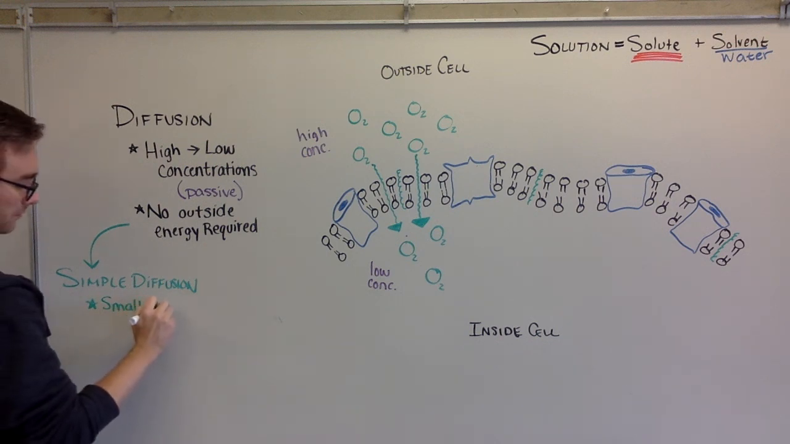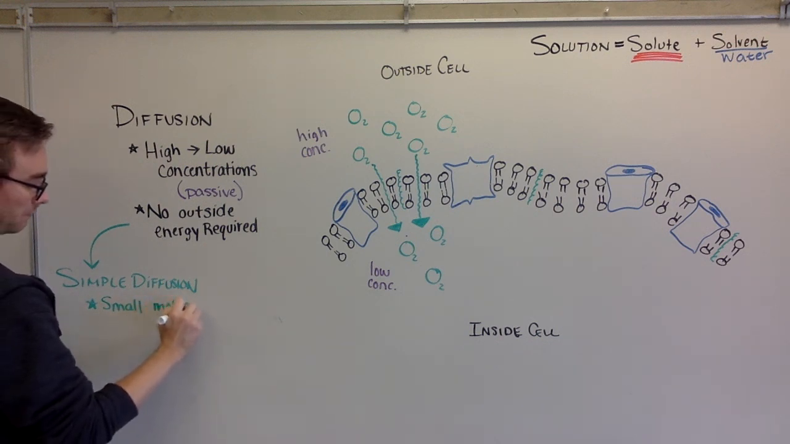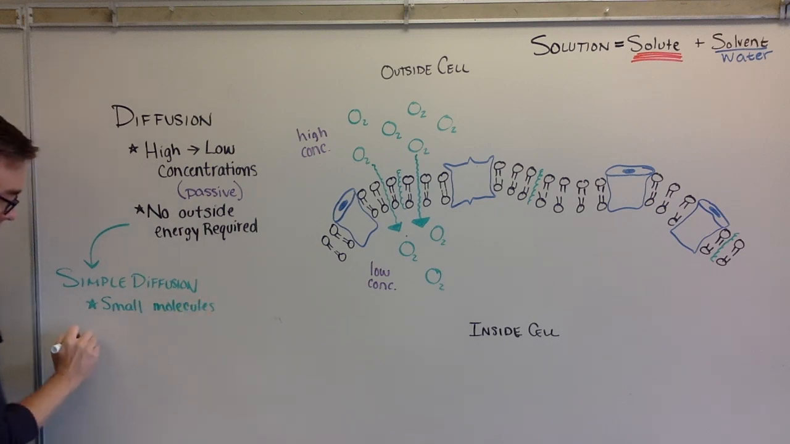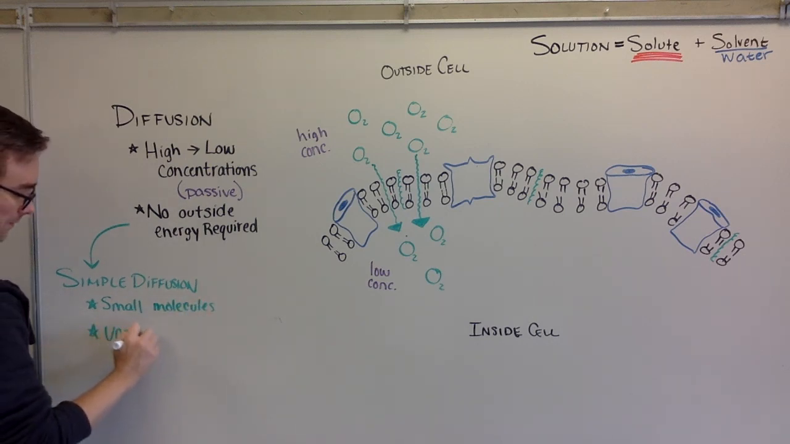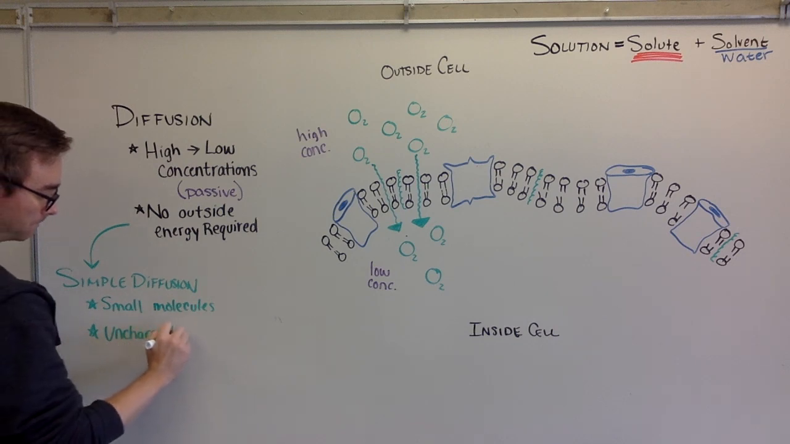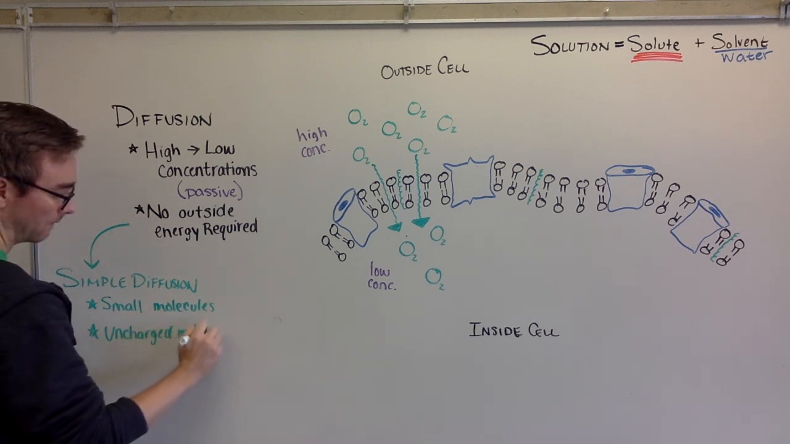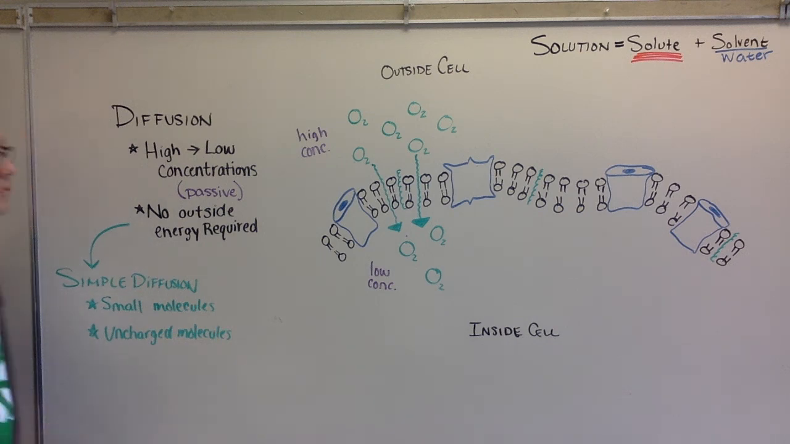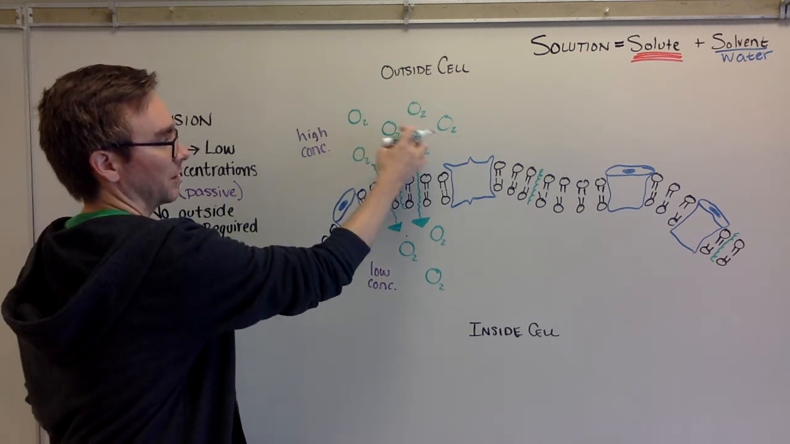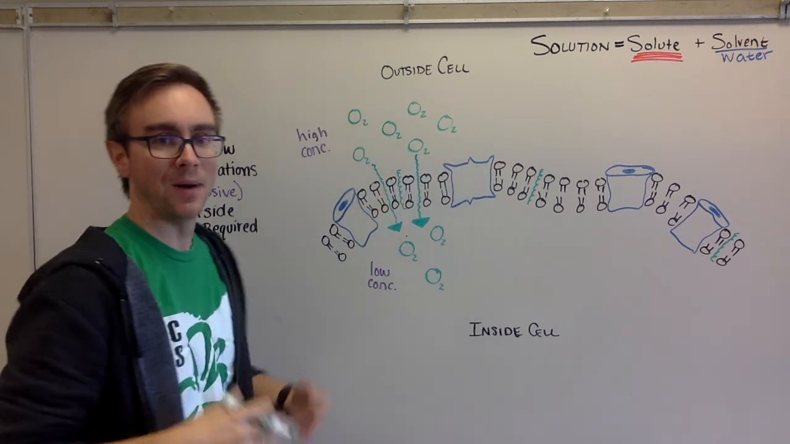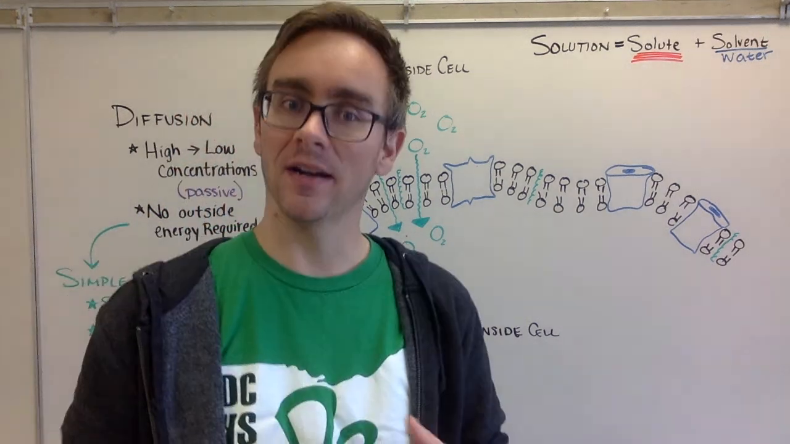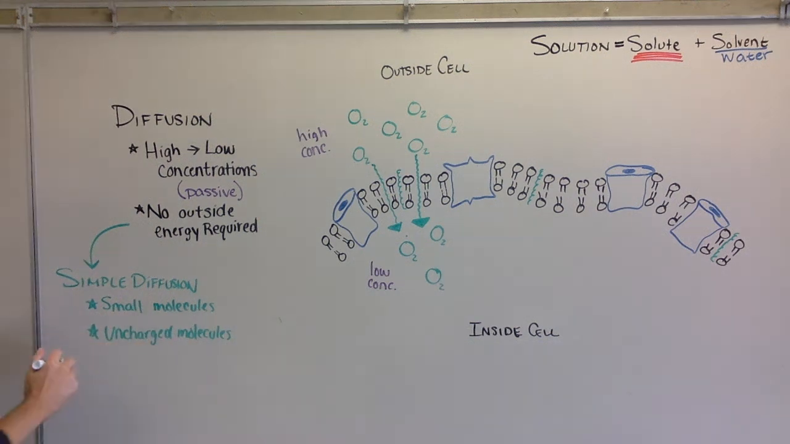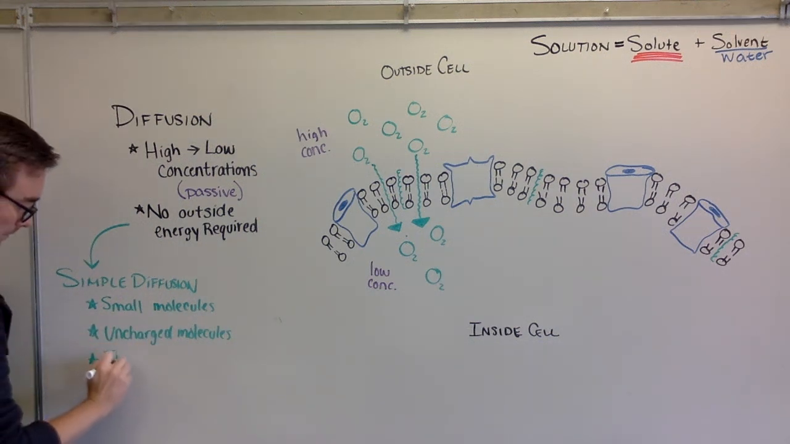Small molecules, they're uncharged molecules, which means that there's no charge on here. When you talk about physical science, you can talk about positive ions and negative ions, anions and cations. They're not charged, and they go through the membrane, through the phospholipids.